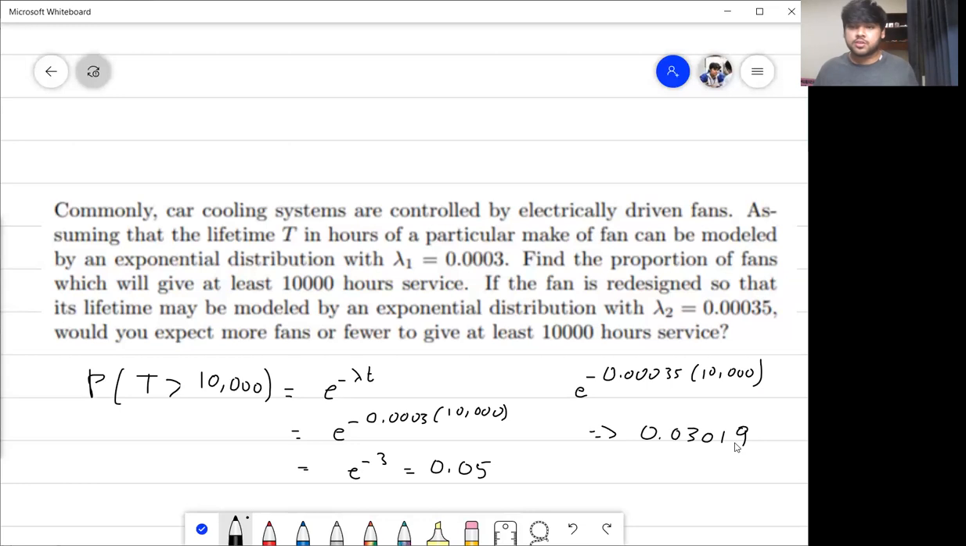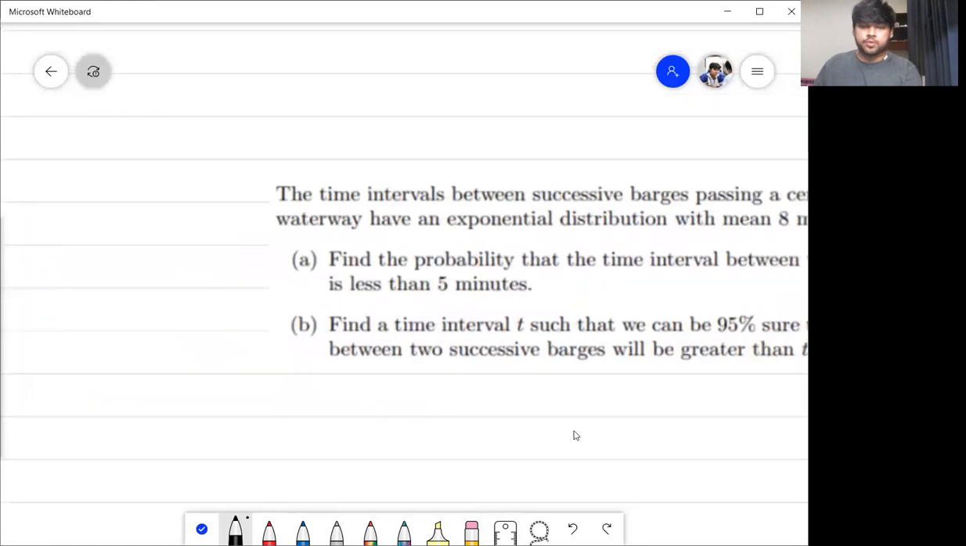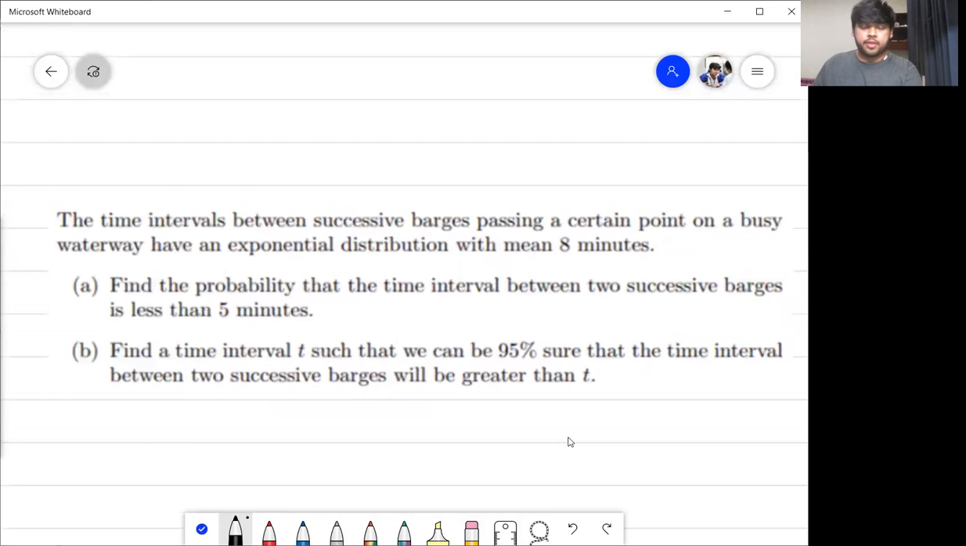Any questions? It was a pretty straightforward question. I'll move on to the next one. The time interval between successive batches is an exponential distribution with mean 8 minutes. Okay, so I see what this question is doing. So now I'm going to ask for some feedback. We know it's an exponential distribution, what do you think the lambda value will be?